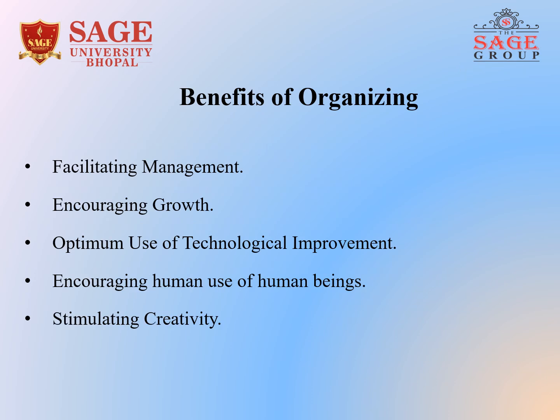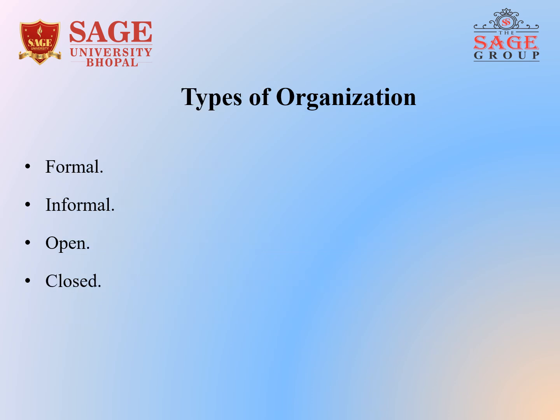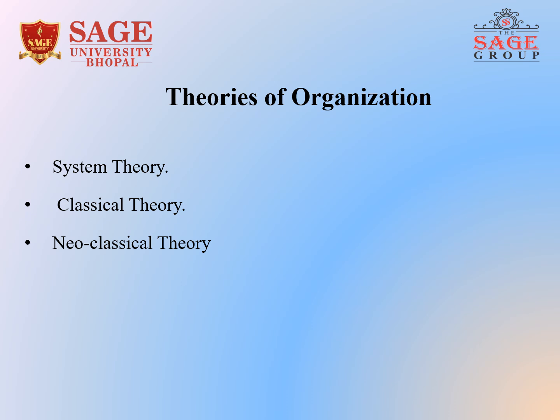There are a lot of benefits of organization. It facilitates management, provides growth, use of technological improvement, and human use for human beings. Creativity is of great importance to organization. Types of organization: there are formal, informal, open, or closed organizations. There are various theories of organization. They are classified as system theory, classical theory, and neoclassical.